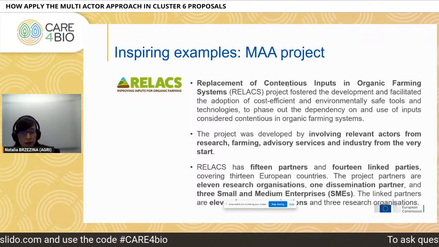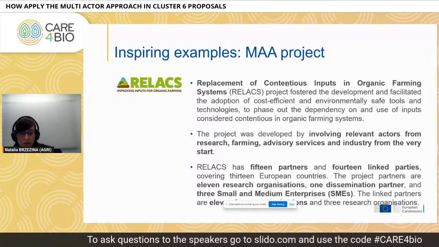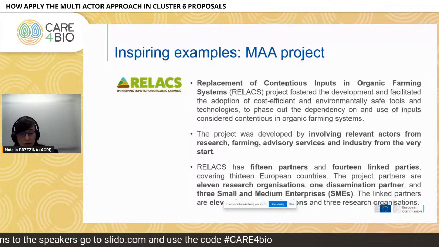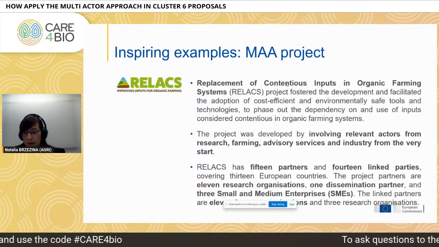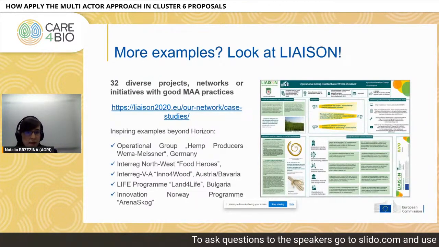In total, it had 15 partners and 14 linked parties. The partners were 11 research organizations, 1 dissemination partner, and 3 small and medium enterprises. On top of that, the linked partners were 11 farmer organizations and farmers. So it was really a success.